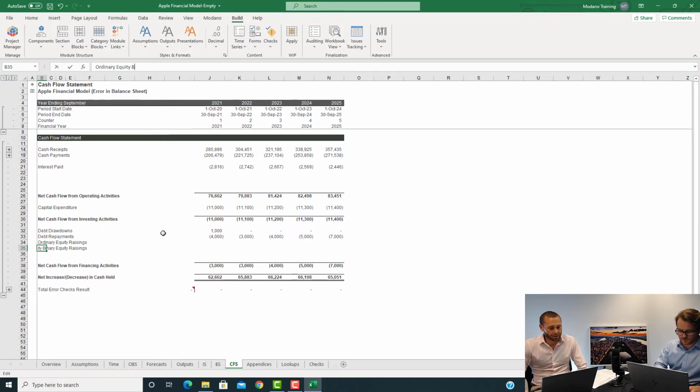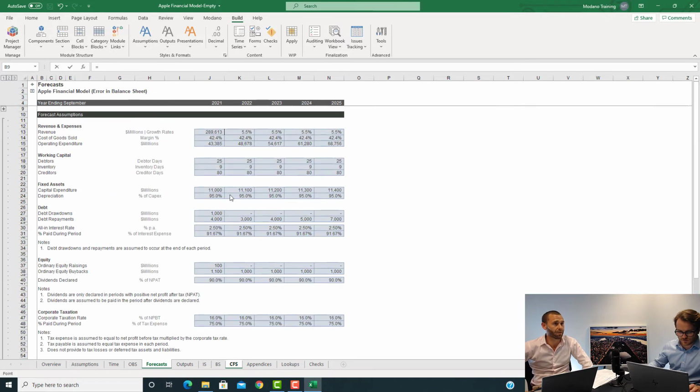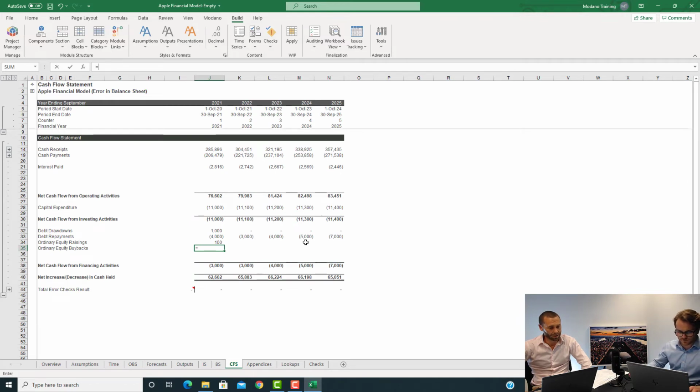And then ordinary equity buybacks in B35. And exactly as we did with debt, let's just equal the forecast assumption. So the raising is just going to be equal forecast J37, which is our forecast raising of 100 million. There we go, 37. And then our ordinary equity buybacks is going to be negative forecast J38 because the assumption is a positive number.